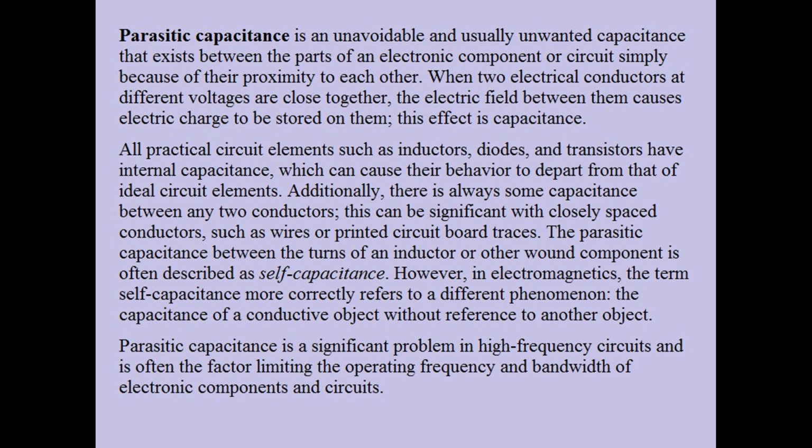All practical circuit elements such as inductors, diodes, and transistors have internal capacitance, which can cause their behavior to depart from that of ideal circuit elements. Additionally, there is always some capacitance between any two conductors. This can be significant with closely spaced conductors, such as wires or printed circuit board traces. The parasitic capacitance between the turns of an inductor or other wound component is often described as self-capacitance.